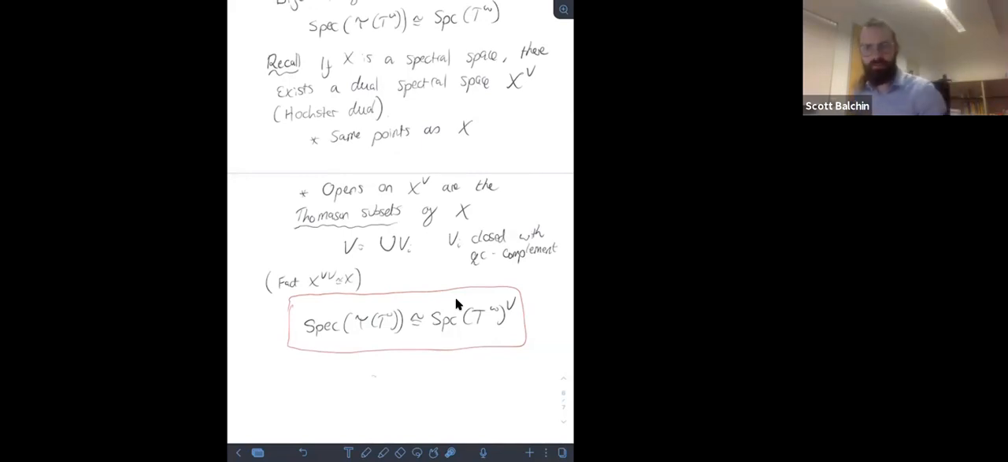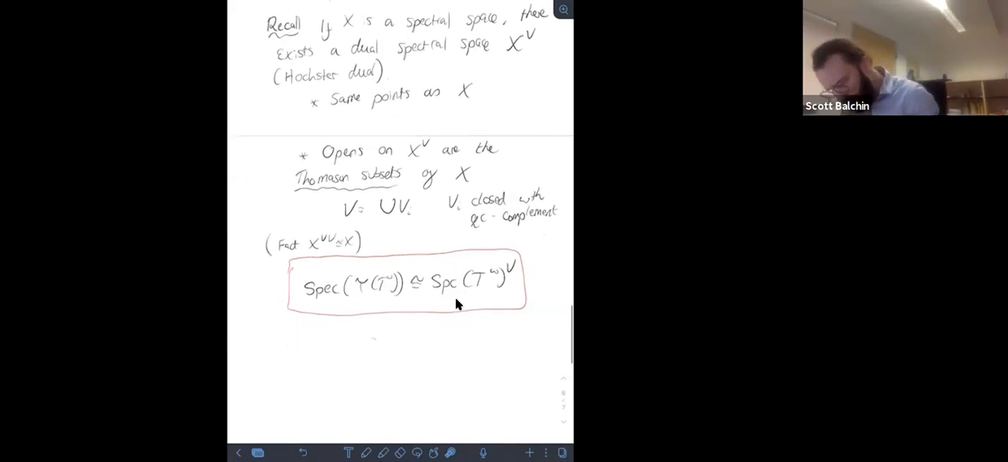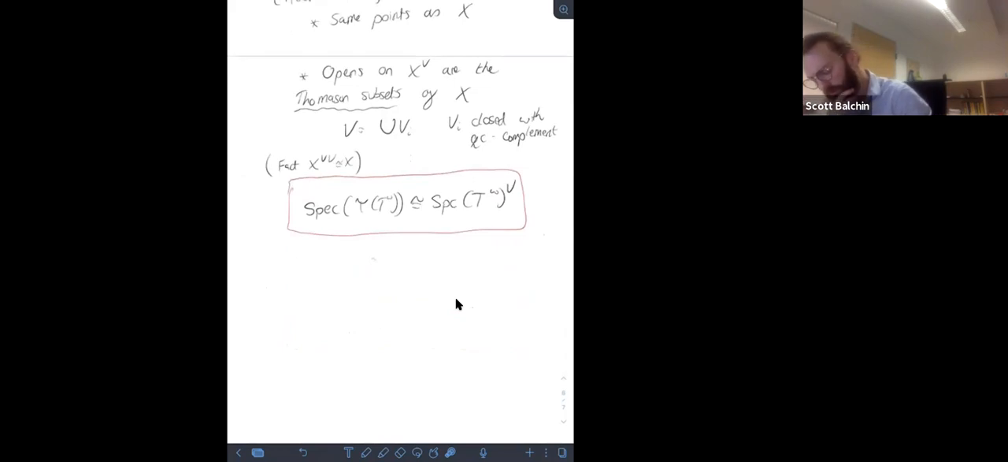So this is our first space. The Balmer spectrum has been computed in a lot of cases, and it's been used for a lot of things. And now what we're going to do is look at the smashing spectrum. So this will be our new toy, and we'll spend the rest of the talk discussing it.